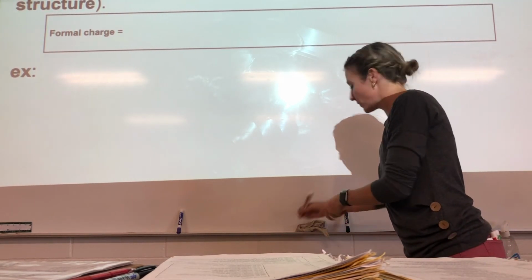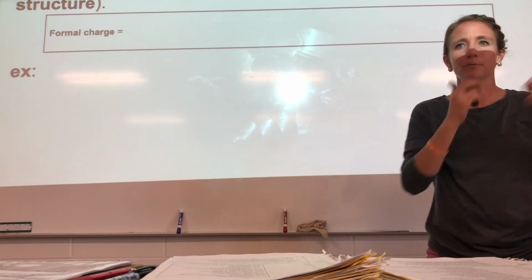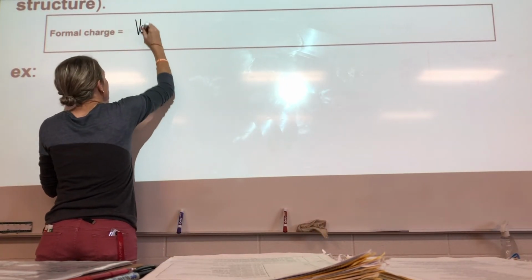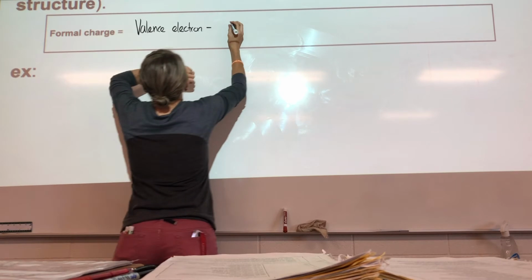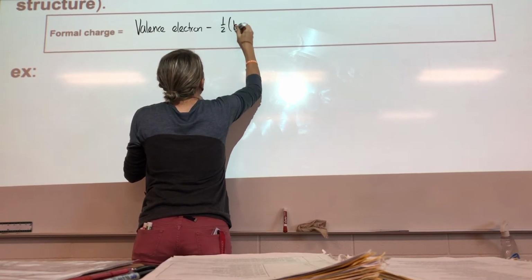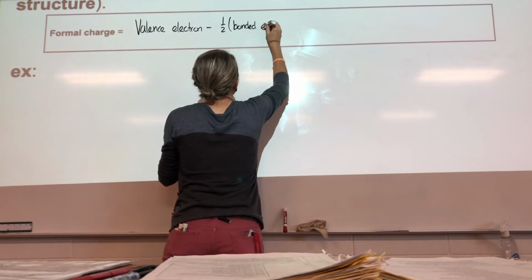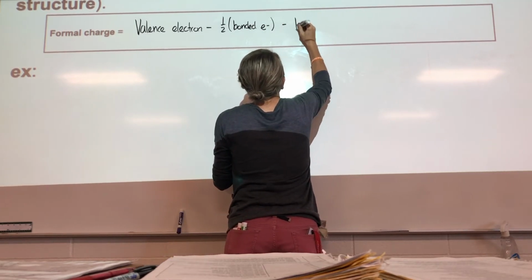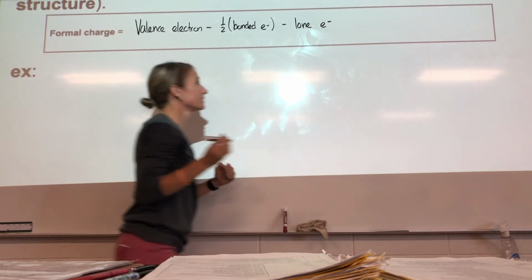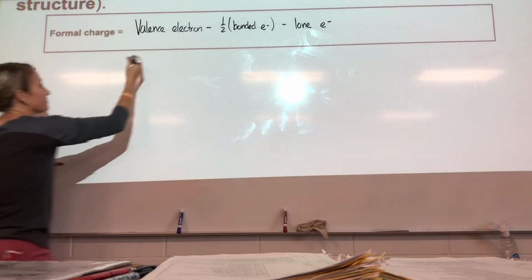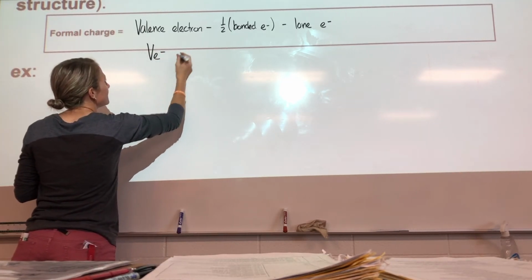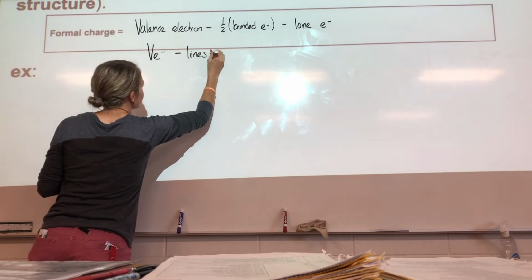Now I'm going to write the official equation, and then I'm going to write a simple equation, okay? So the official equation, you take the number of valence electrons in an atom, subtract 1/2 the bonded electrons, minus the lone electrons. This is one that's not on your formula sheet. I know most of them are, we haven't got to it yet, but here's a simple way I think about it though. So you take valence electrons, subtract the lines, subtract the dots.